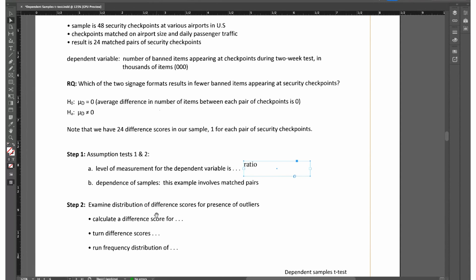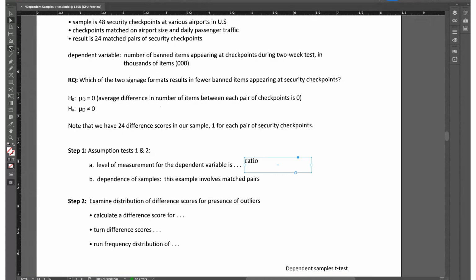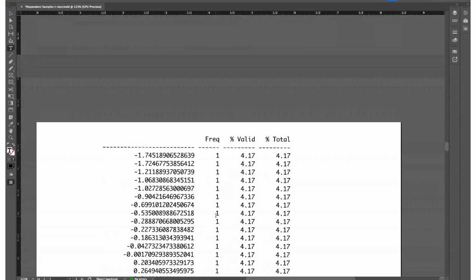Step 2, examine distribution of different scores for presence of outliers. We calculate a different score for each pair of observations, and then we'll turn the different scores into z-scores, and then we'll run frequency distribution of the difference z-scores. And in the next page, let's check out our output.